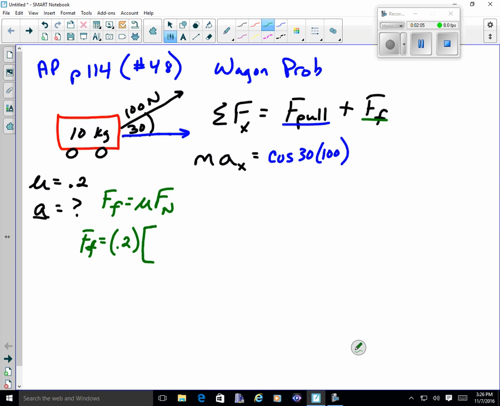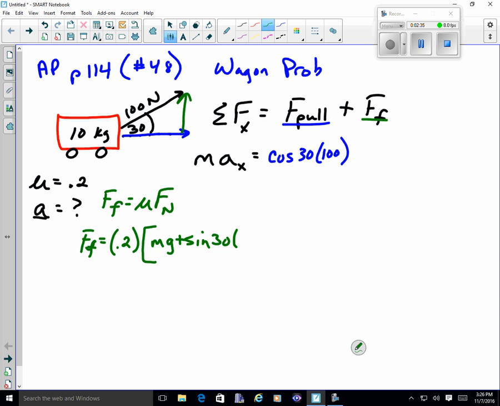Now, the normal force on a flat surface is its weight. So I'm going to take m times g. But, here's the great big but. That handle pulls up a certain amount. So therefore, all of the weight of the wagon doesn't stay on the ground because you've actually got to pull the wagon partially up. So I got to add to that the sine of the angle, which is 30 degrees, times the hypotenuse of 100.